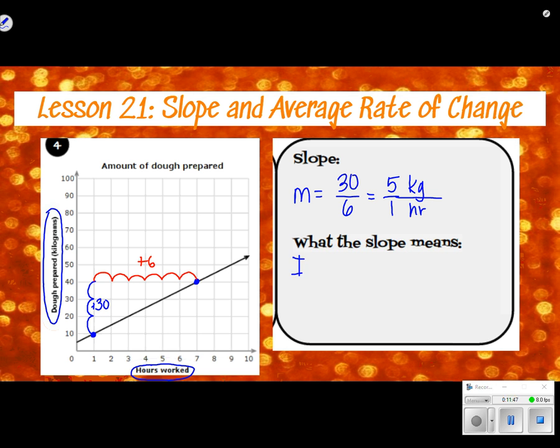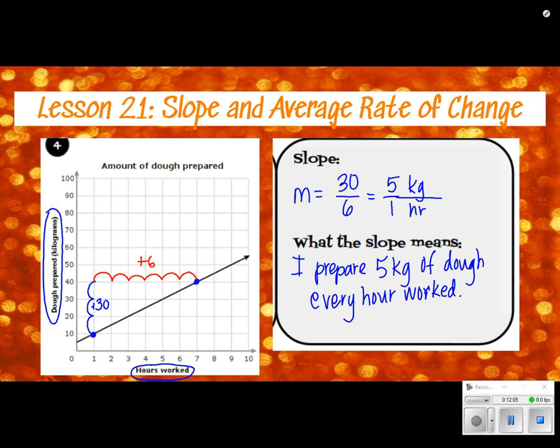So I prepared 5 kilograms of dough every hour worked. Not just every hour worked, because that is how it's given on the x-axis. So you are calculating the slope, but you're also pulling those variables that are defined for x and y, and you're trying to make it make sense in the context of the situation.